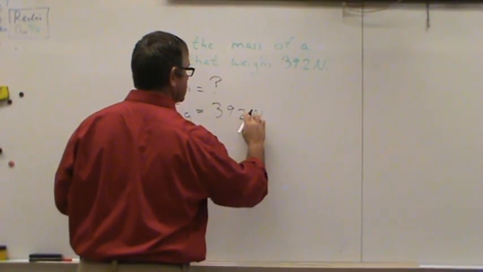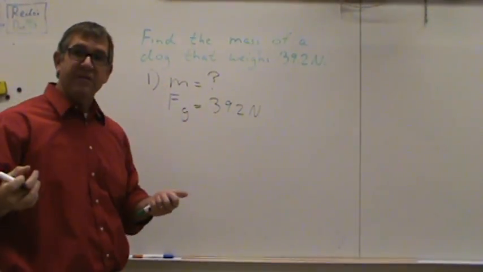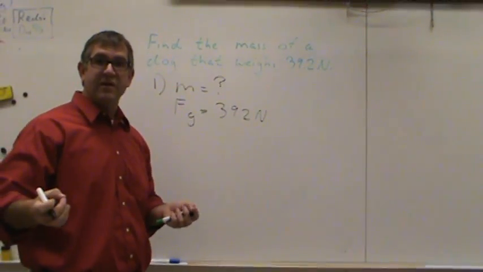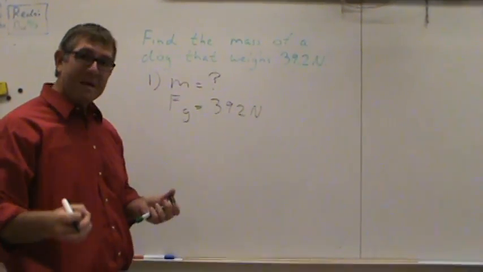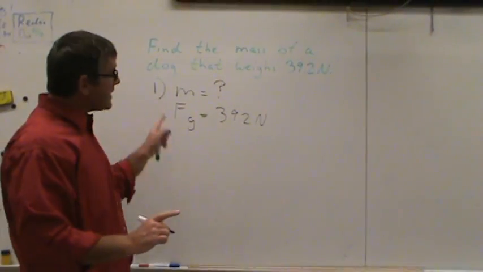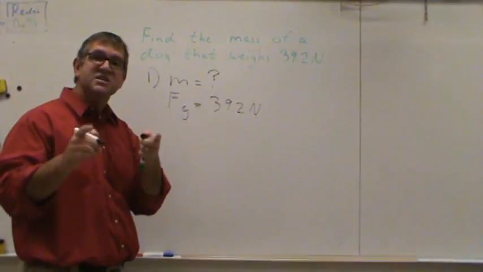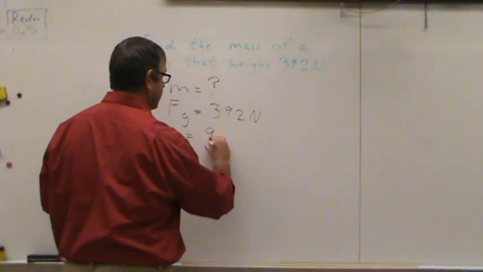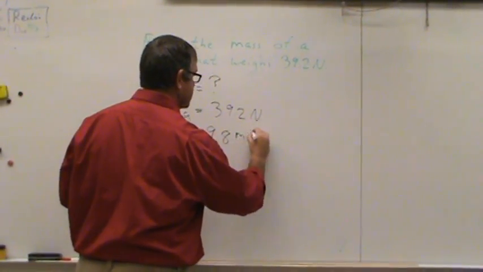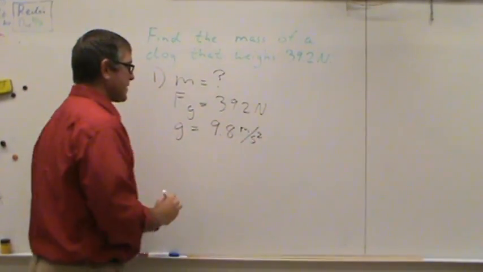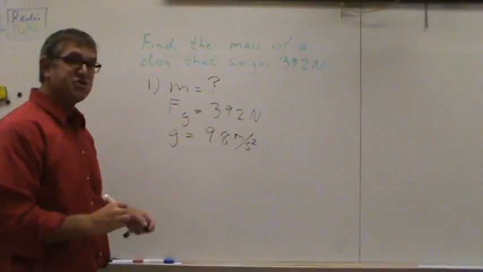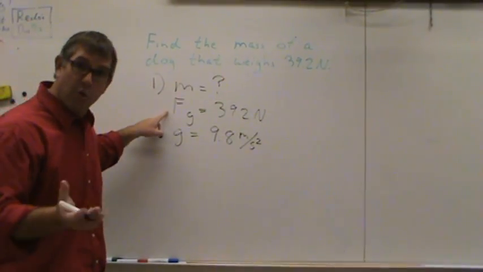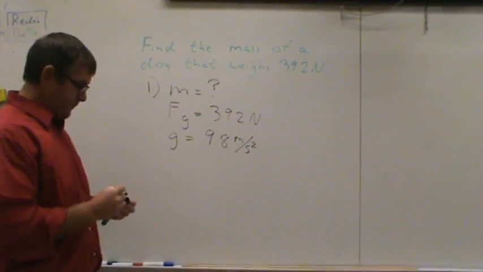39.2 newtons. Now, when we deal with anything with gravity in this class, we use the value for the acceleration due to gravity, 9.8 meters per second squared. You've got to be careful because it's not in the story problem, but you just have to know that gravity is 9.8 meters per second squared. Now that's an acceleration, but we write it as g. So we're looking for mass. We have force due to gravity, the weight, and gravity.